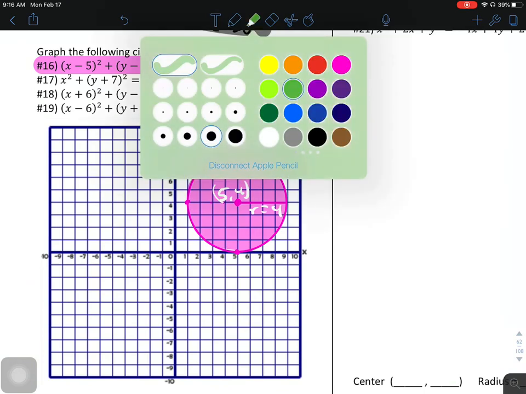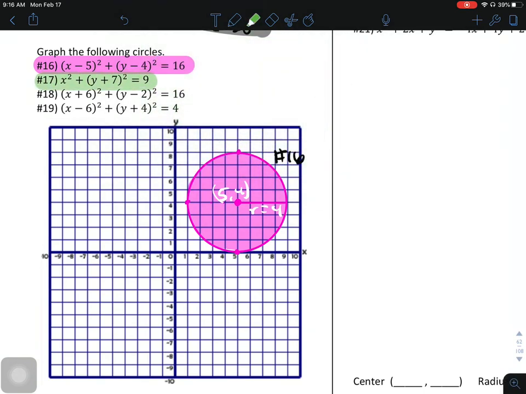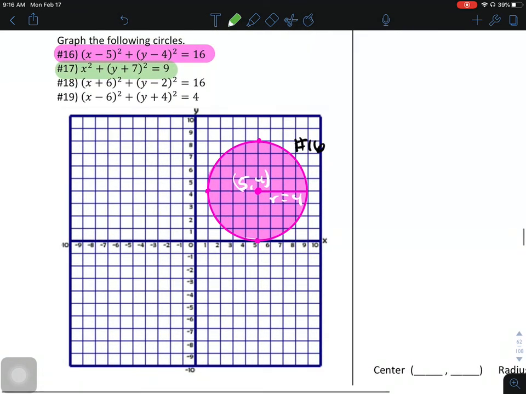Number 17, the center is going to be 0, negative 7. And the radius is the square root of 9, which is 3. So we go to the right 3, to the left 3 of the center, up 3, down 3. If I connect those to make a circle, it looks something like this.